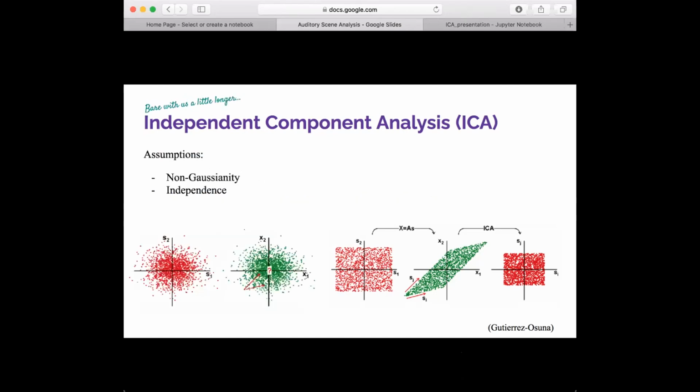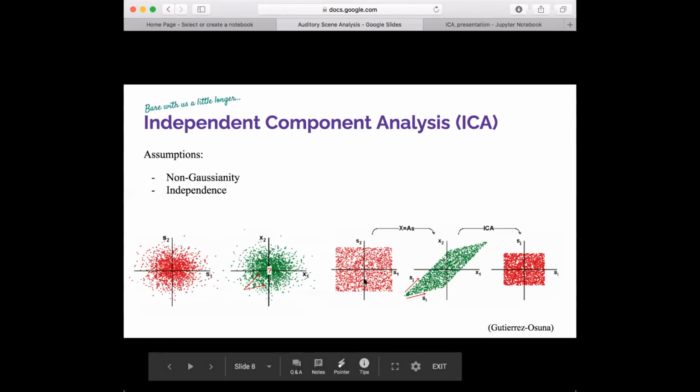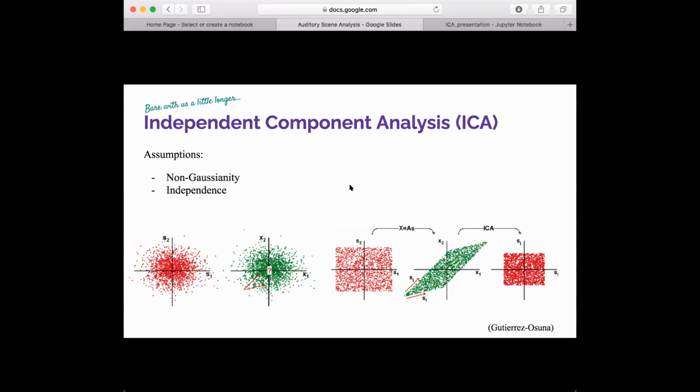ICA operates under two assumptions. First, it assumes that the source signals have a non-Gaussian distribution. To demonstrate why non-Gaussianity is important, look at the Gaussian distribution on the left as opposed to the non-Gaussian distribution on the right. You can see that the density is completely symmetrical and circular, therefore it does not contain any information about the directions of the mixing matrix. We can arbitrarily put these directions anywhere.